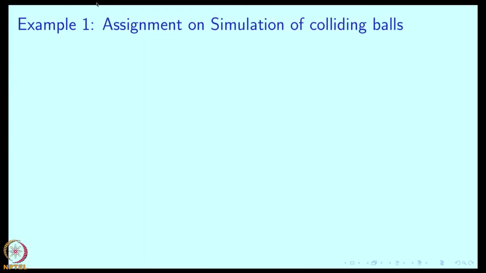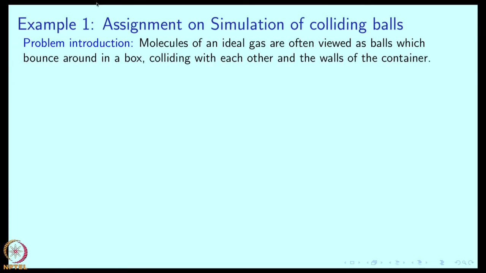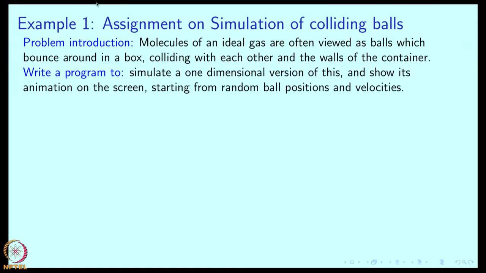So let me take my first example. This is an assignment I gave on simulation of colliding balls. The problem was introduced, and this is from the statement of the assignment, as follows. Molecules of an ideal gas are often viewed as balls which bounce around in a box, colliding with each other and the walls of the container. You are to write a program to simulate a one-dimensional version of this and show its animation on the screen, starting from random ball positions and velocities.